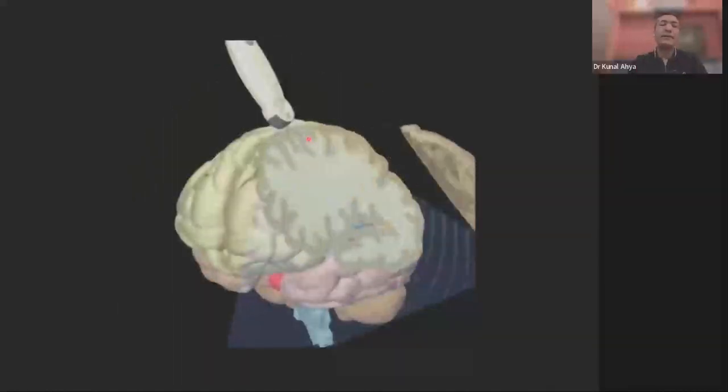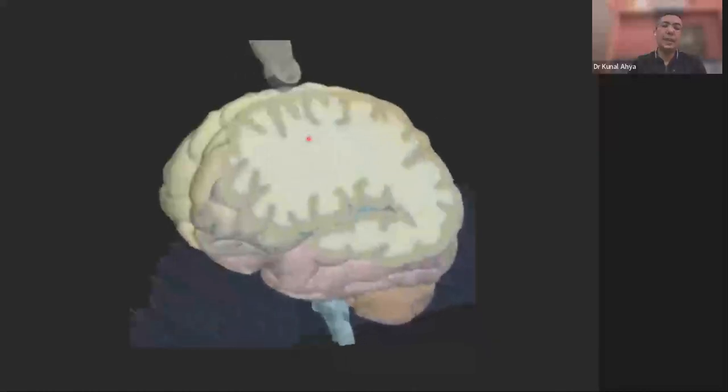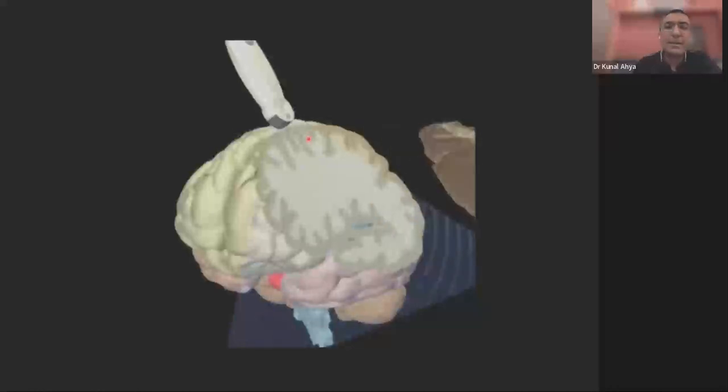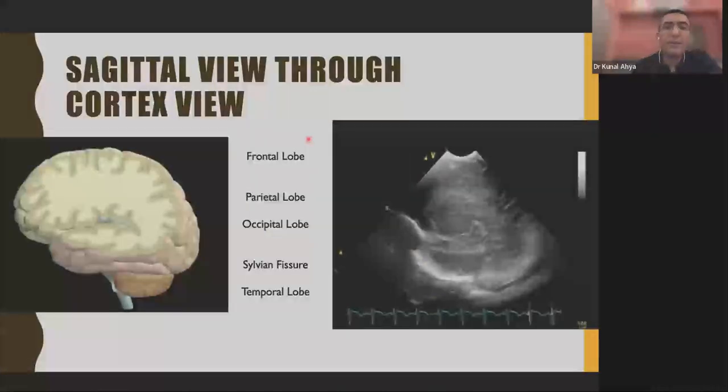So why is this view important? To see for any lesions in the brain, like periventricular leukomalacia, which is happening lateral to the ventricles. Okay, so in the lateral most view, what we see is the frontal lobe, then the parietal lobe, then the occipital lobe. This horizontal line, which is the Y-shaped line which you are seeing on the coronal view, is the Sylvian fissure, and below that is our temporal lobe. Okay, so these are the structures which we see when we move our probe more laterally.